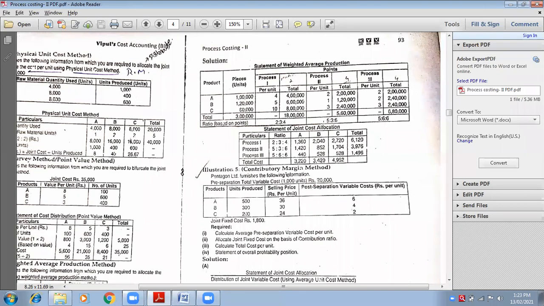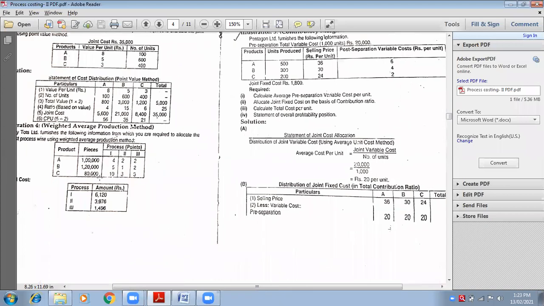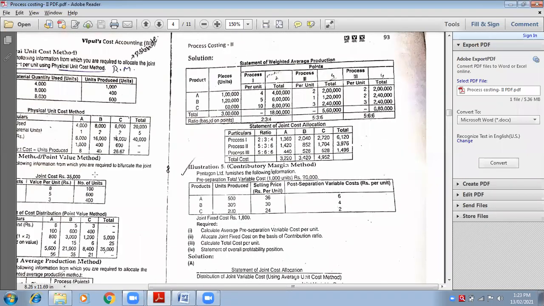Okay, now, product A, how many units are made of product A? 1 lakh units. Product B, 120. Product C, 80. Okay, now see, 1 lakh of product A, 1 lakh 20 of product B, and 80 of product C. Same we have copied down.